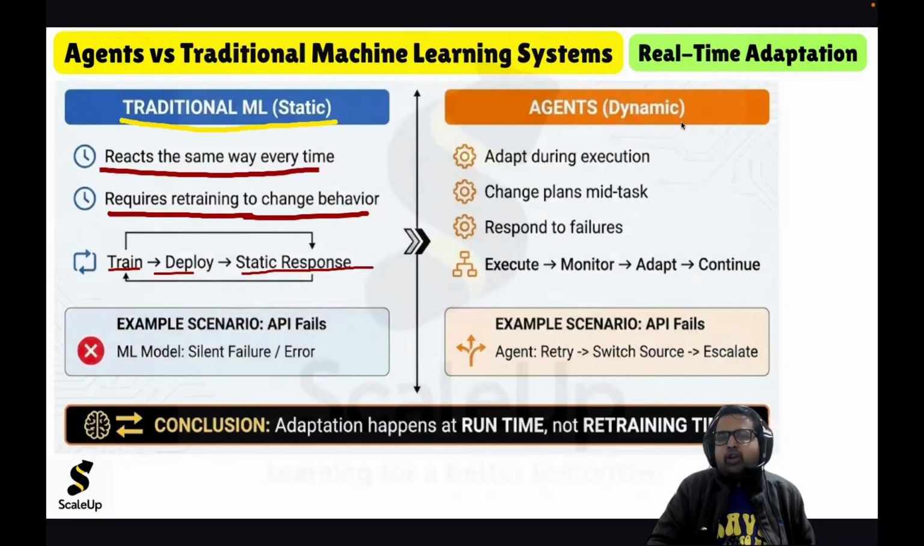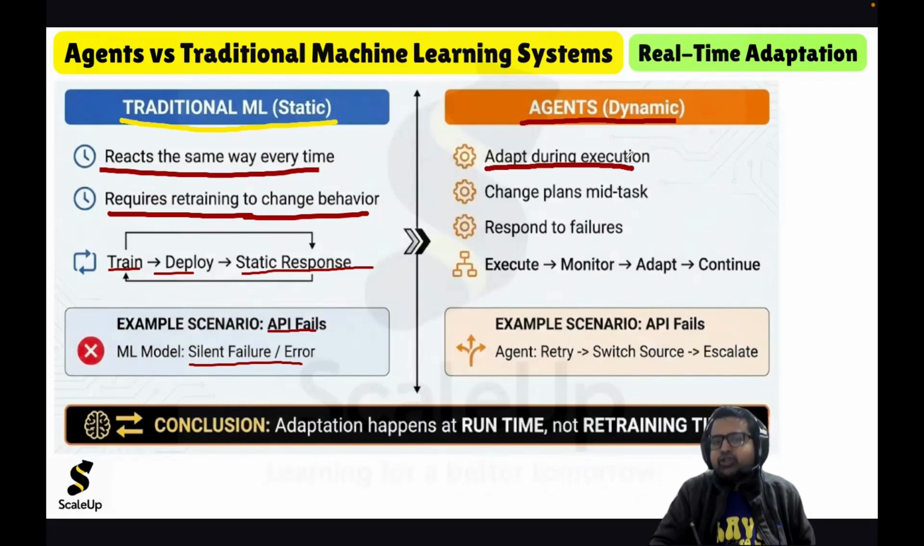Now, machine learning models are not at all resilient to errors. Let us suppose any API fails. The ML model cannot do anything. It will also stop working. On the other hand, agents are dynamic in nature. This we have been seeing.